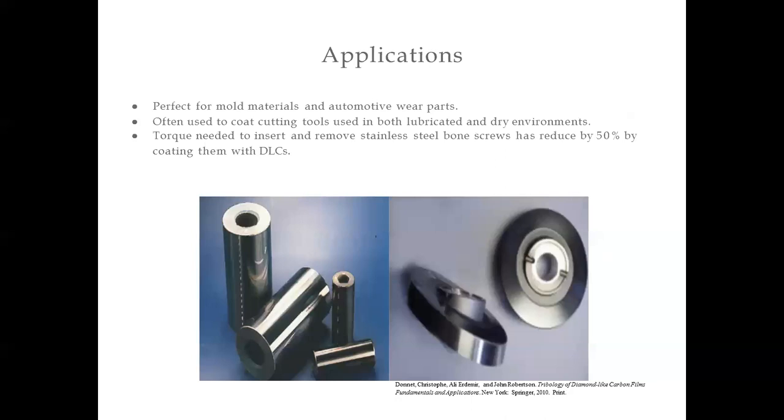For example, if we were to apply diamond-like coatings on a stainless steel screw that would be used to couple bones together, what that'll do is allow a reduction in stress on the bone by 50%. So that's important when the screw is inserted, and it's also important if we had to remove the screw. So it adds some intrinsic lubrication to the system.